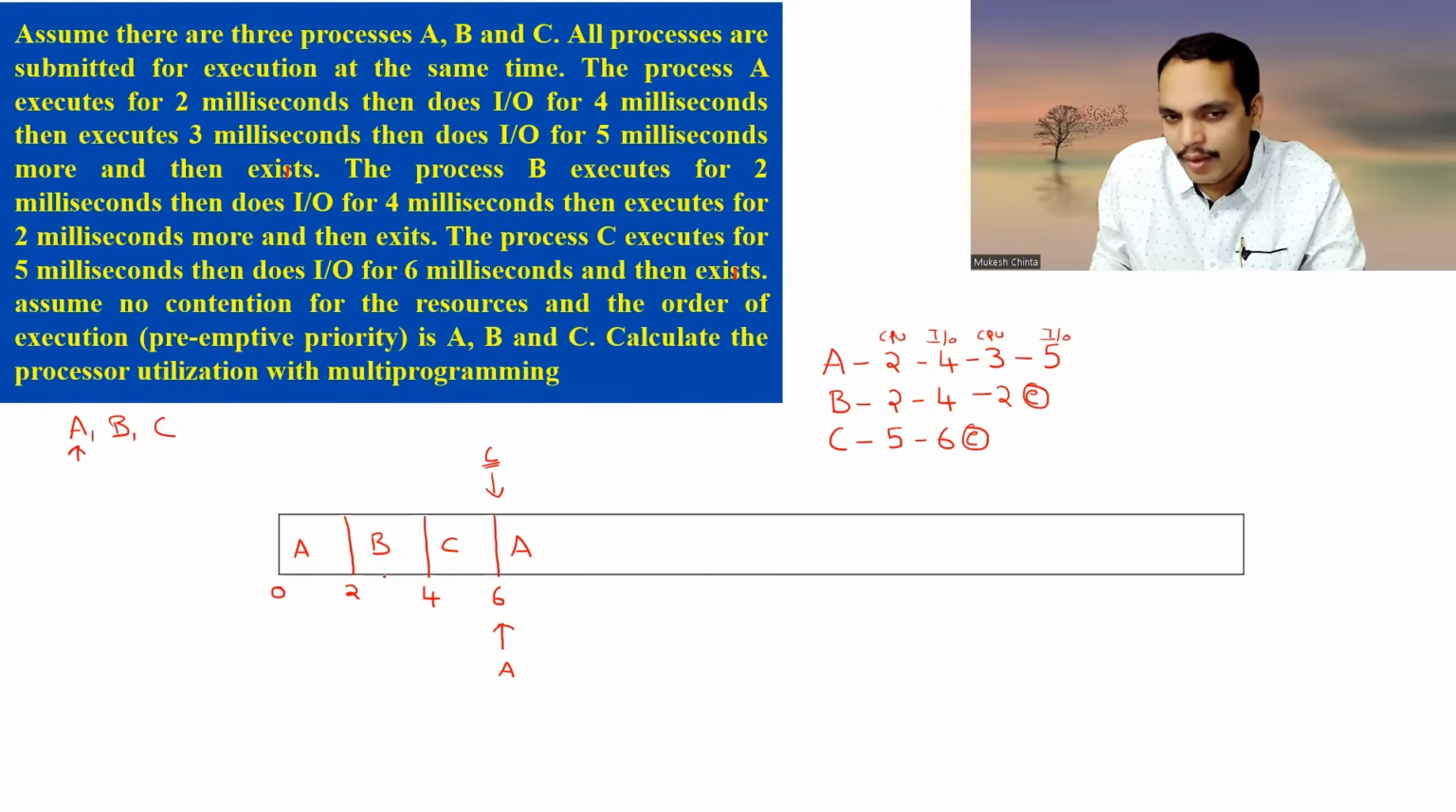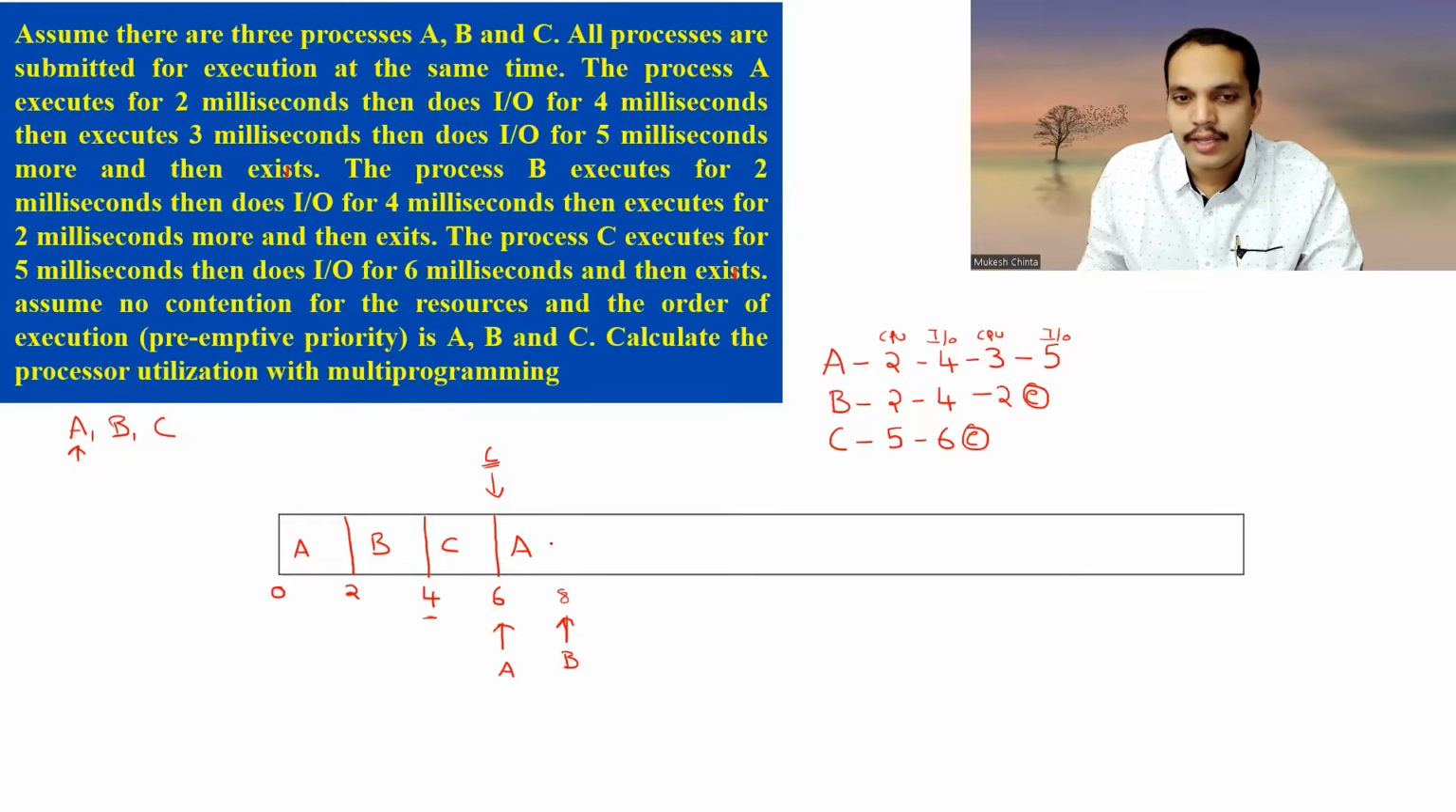If you see here, B has come out of the CPU at 4, isn't it? And does an IO of 4 milliseconds. So at 8, B comes into the queue. But it does not preempt A simply because A is a high priority process which is currently running here. So A continues its execution till 9 because it says 3 here.